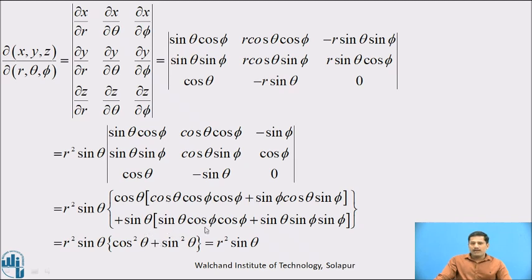Plus, again in the second bracket also, we can see that after taking sin theta common from these two terms, the remaining quantity in the bracket is cos square phi plus sin square phi, whose value is 1. As we have taken sin theta common, already outside sin theta is present, therefore sin theta into sin theta, it is sin square theta. Now again the value of cos square theta plus sin square theta is 1, therefore 1 into r square sin theta is r square sin theta.